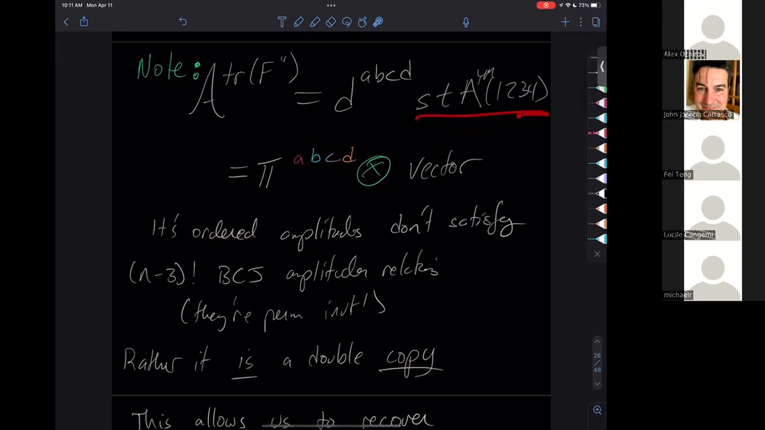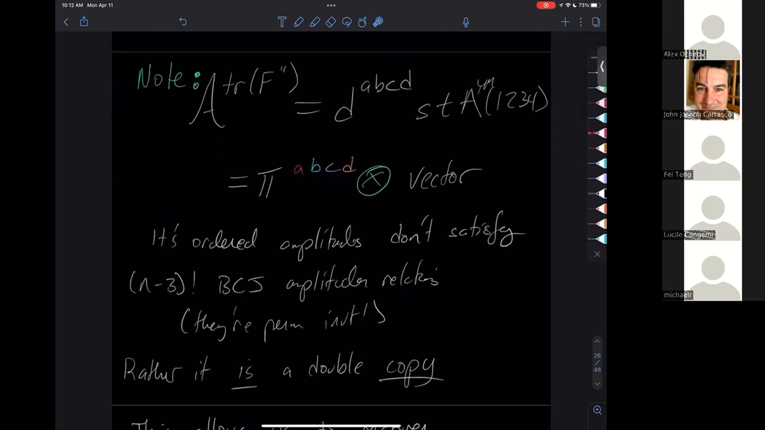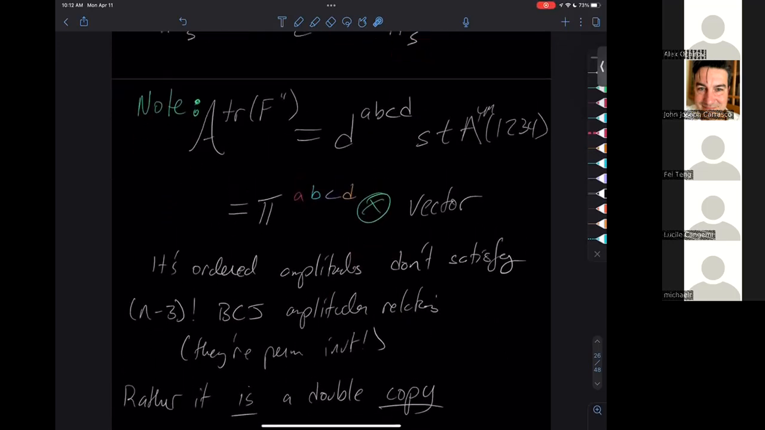But the reason is, because this guy is permutation invariant, that doesn't mean that this isn't a double copy. In fact, it is a double copy. It's a standard double copy between the pions I just wrote down, d^{ABCD}s times the simple scalar, I'm sorry, the simple scalar composed with itself, these pion amplitudes, adjoint double copied with Yang-Mills or supersymmetric Yang-Mills.